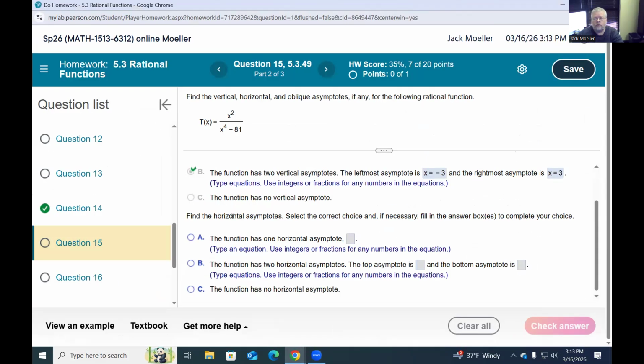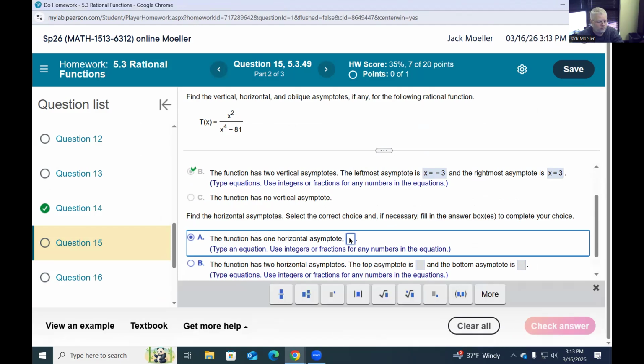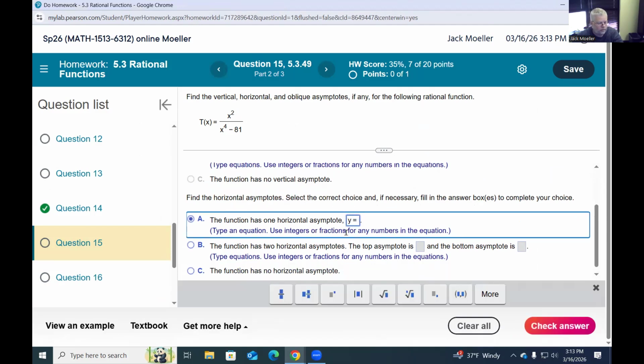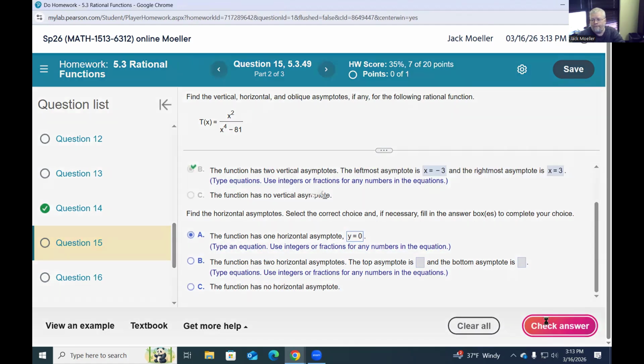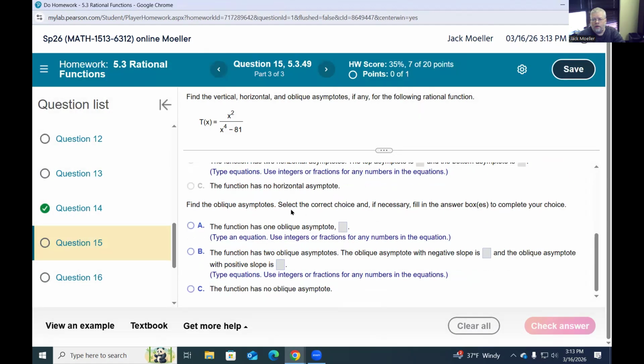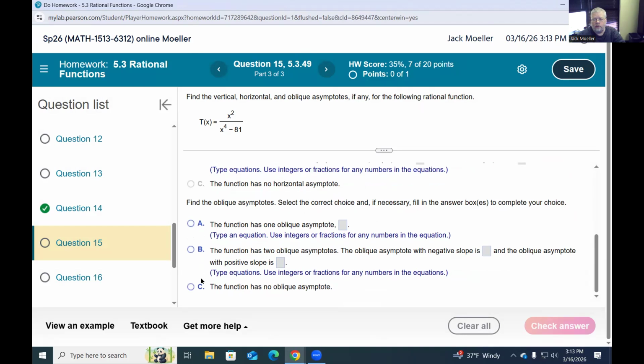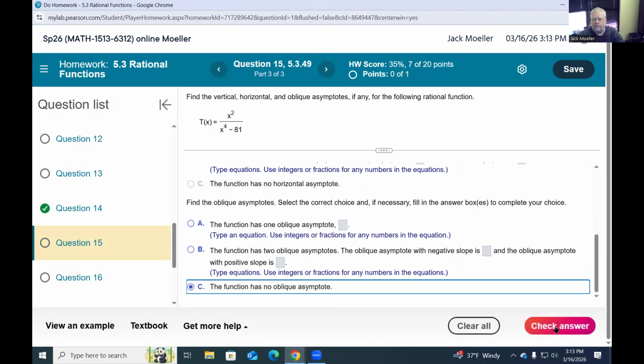Okay, so the next question was the horizontal asymptote. Am I sharing at the right screen? Yeah. All right, so compare the degrees. Degree of the top is 2, degree of the bottom is 4, so the degree of the top is smaller. Anytime the degree of the top is smaller, y equals 0. And again, since there is a horizontal, there is no oblique.